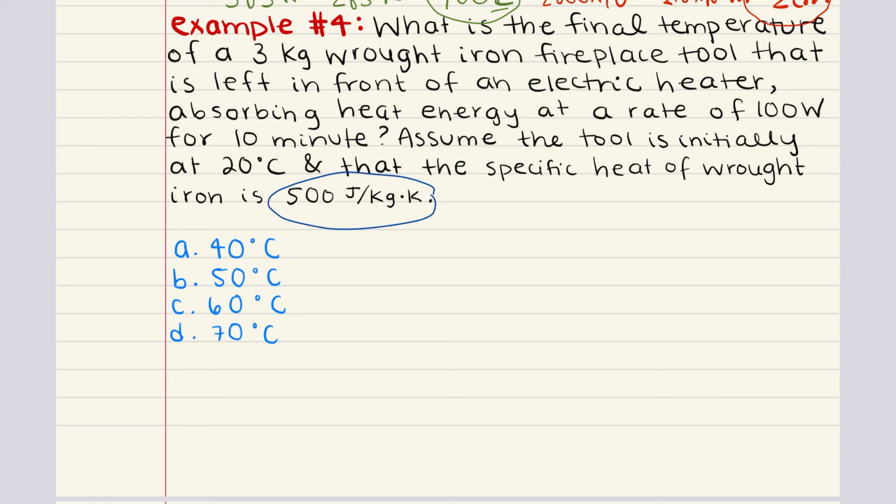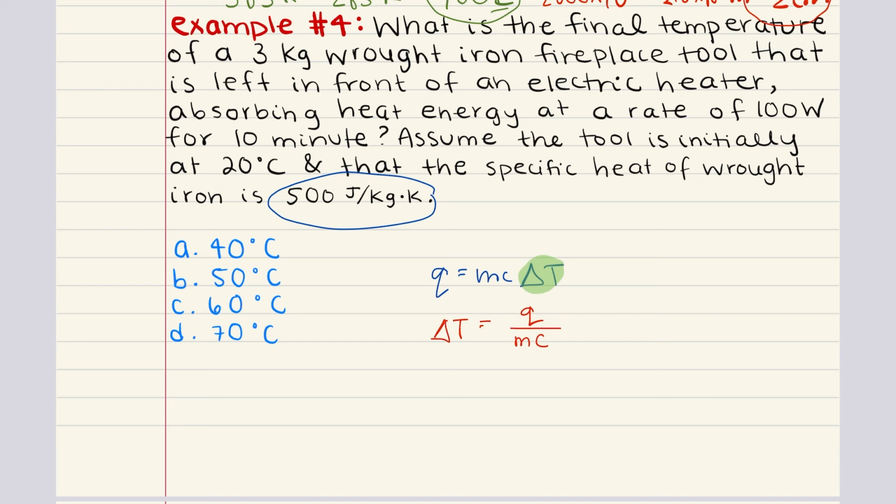Now the formula that relates the heat absorbed or released by an object to its temperature change is Q equals mc delta T, where Q is the heat energy absorbed or released in joules, m is the mass of the object in kilograms, C is the specific heat capacity of the material in joules per kilogram per degree Kelvin, and delta T is the change in temperature. Our goal for this problem is to calculate the delta T. And in order to do that, we want to isolate that variable. So delta T is going to be equal to Q over mc.